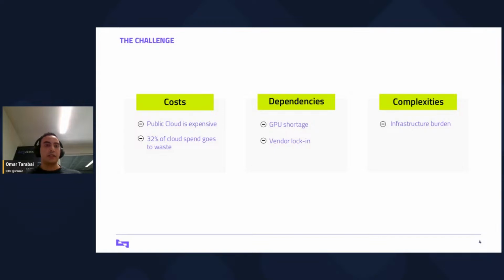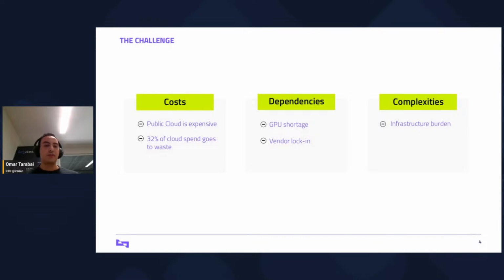But taking a step back and talking about the challenge or the problems that we're trying to address. The first problem is costs. As you all probably have experienced, public cloud is expensive. If you're running on one of the hyperscalers, especially if you're doing AI computation, your bill is probably too high. There's also a bit of cloud spending that goes to waste if you have dedicated infrastructure, if you have clusters running all the time. Some of it goes to waste.